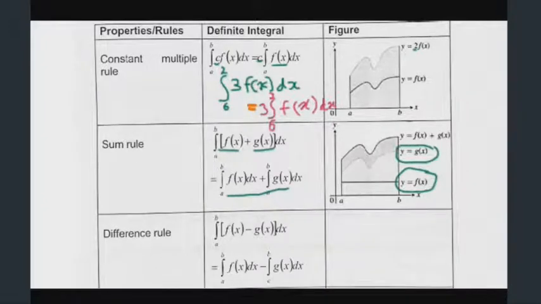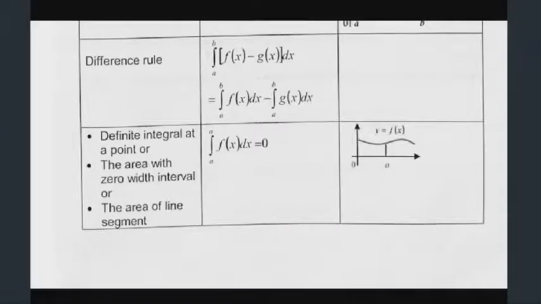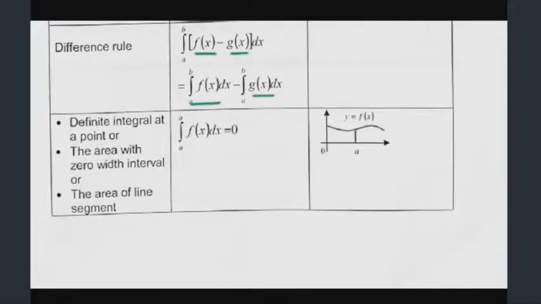So the summation of these two functions is known as f(x) plus g(x). Okay, then we have the difference rule. So the difference between two functions is the difference between two integrals. Okay, now we have the definite integral at a point, which can also be known as the area with a zero width interval, or the area of a line segment.